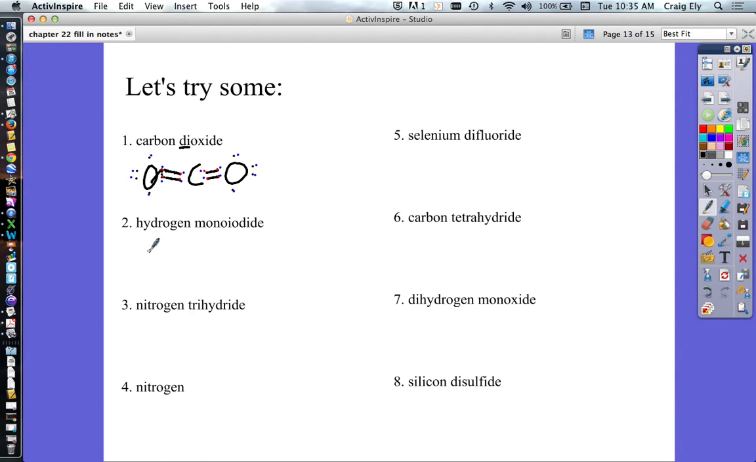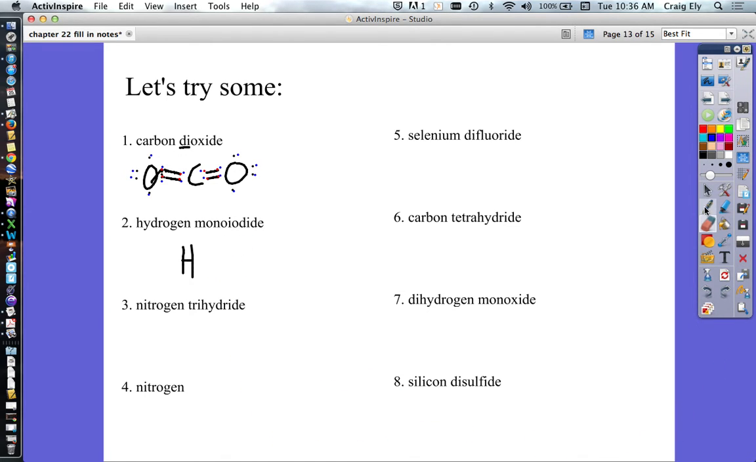Let's do hydrogen monoxide. We saw that's just H2O, right? Actually, this is just HO, right? So there's an H and there's an O. That does not make sense. This should actually be dihydrogen monoxide, I think. Actually, it would help if I would read it right. It's hydrogen monoiodide, not monoxide. Sorry about that. I knew something didn't sound right there.